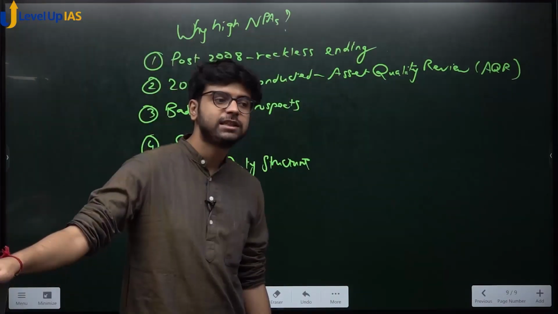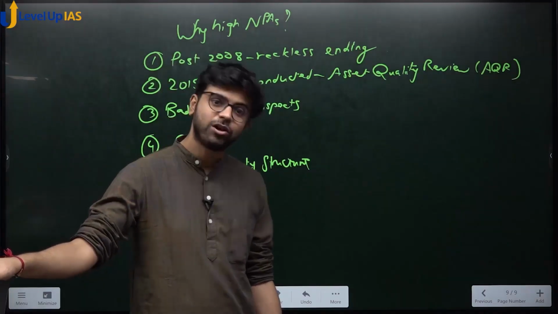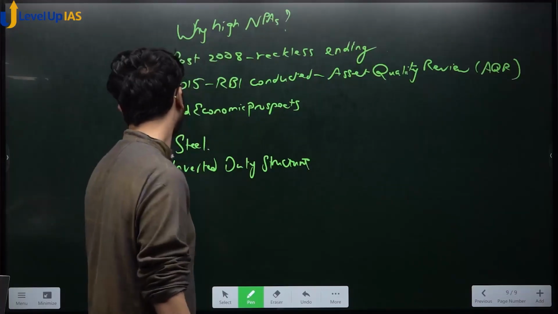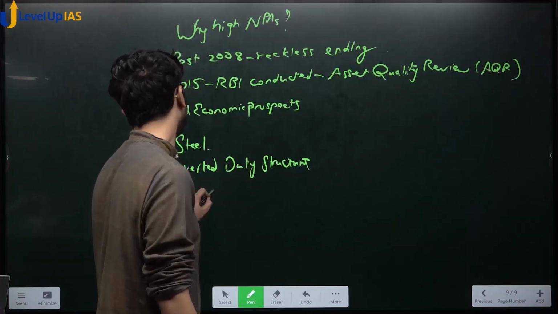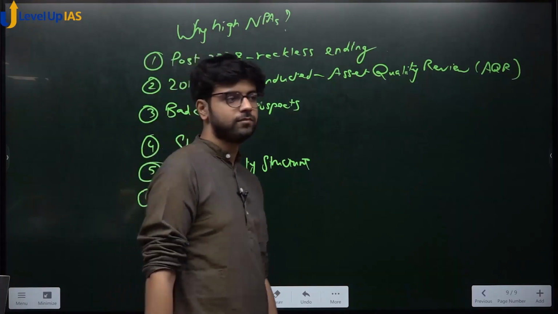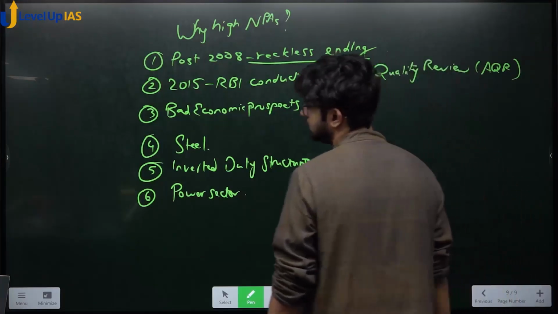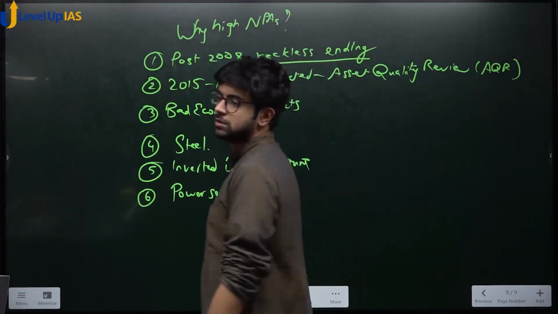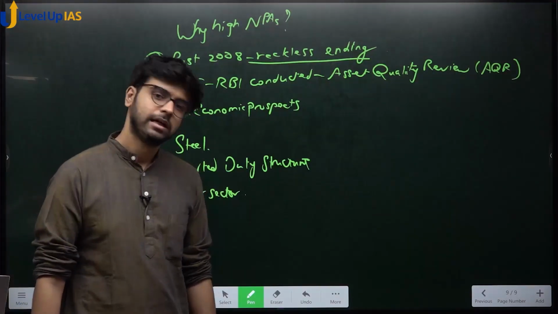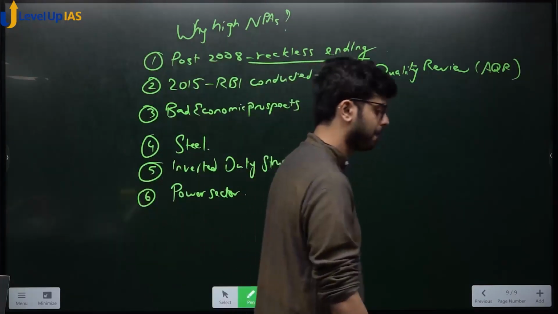Now, do you think state distribution companies would be able to repay their loan to banks because they are in losses, they are bearing so much of loss? So state discoms or the power sector is one of the reasons for rising NPAs. ठीक है? Did you understand the principal reasons for very high NPAs?